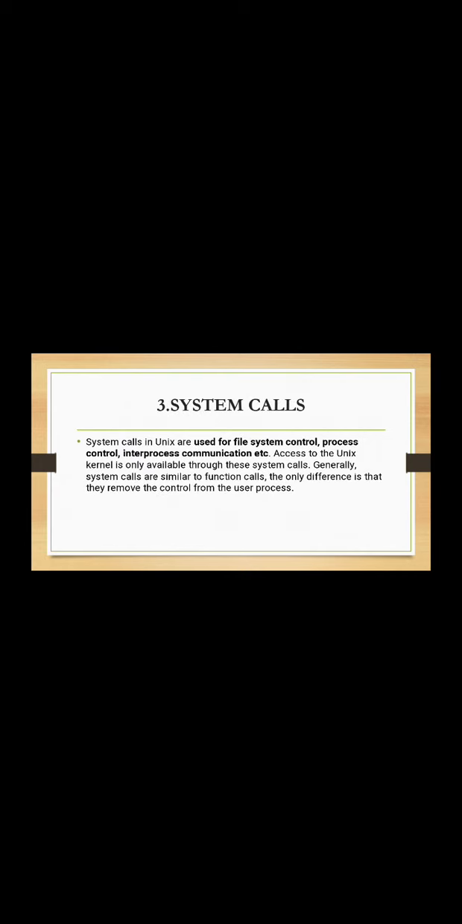And the third is system calls. System calls in Unix are used for file system control, process control, and interprocess communication, etc. Access to the Unix kernel is only available through system calls. Generally, system calls are similar to function calls. The only difference is that they remove the control from the user process.